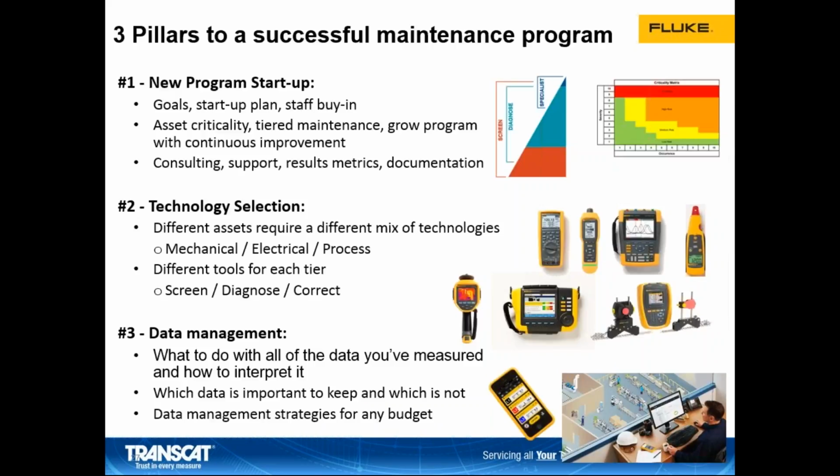Okay, so as a summary, what we've talked about today, we talked about the problems that get in the way of a successful program. And Fluke and Transcat can help you start up successful programs. And we gave you some hints. Start small and grow, get some success, wave the flag, then get budget. So there are some things that we can do to help you start up a program. There are also some tools that we can help you with.